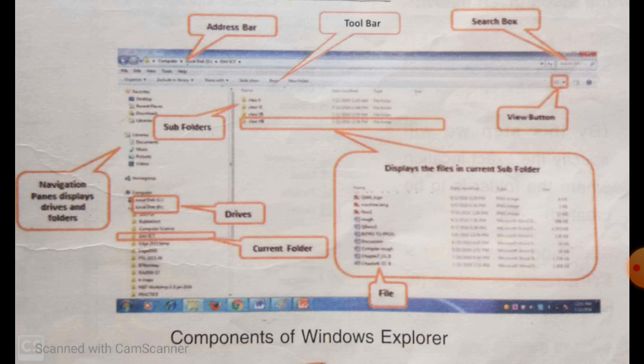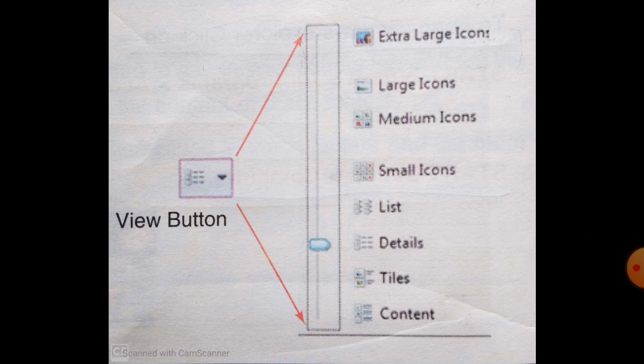Now, viewing files and folders. To view the contents of any file or folder, simply double click on it. We can change the layout of files and folders using the View button present on the toolbar.